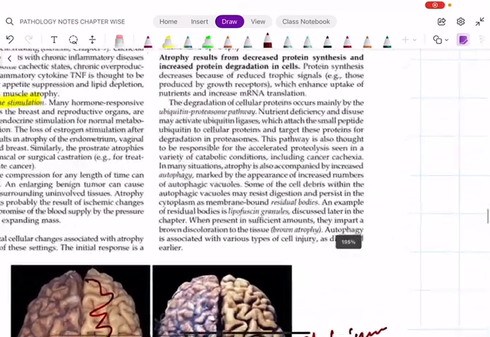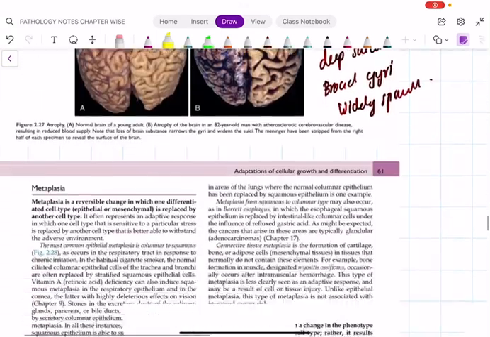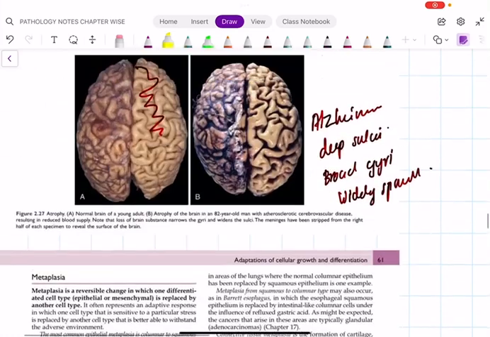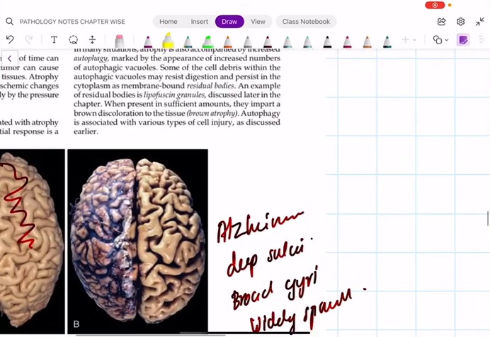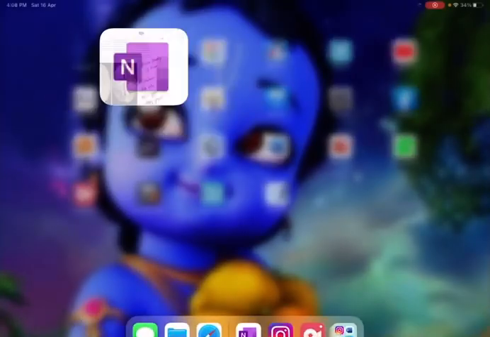What is the mechanism of atrophy? Decreased protein synthesis or increased protein degradation. Here I told you the degradation of protein takes place mainly by one pathway. What is that? Ubiquitin proteasome pathway. Here we have a condition called brown atrophy of the heart. What is brown atrophy of the heart? I will tell you, and I will show you the picture.